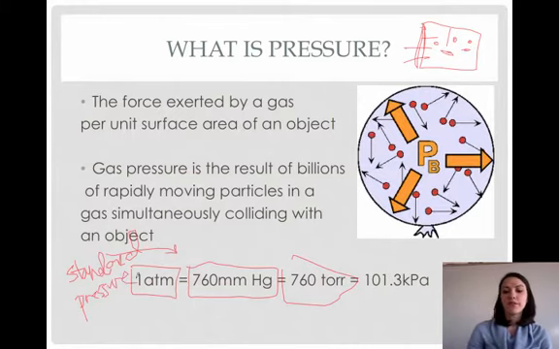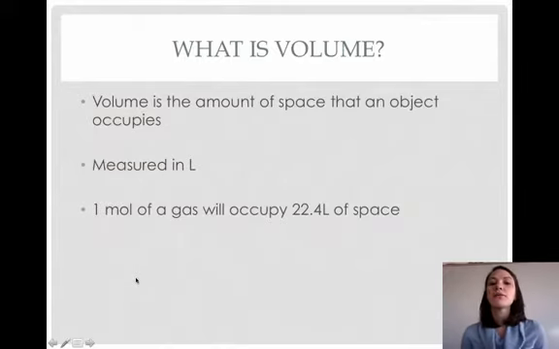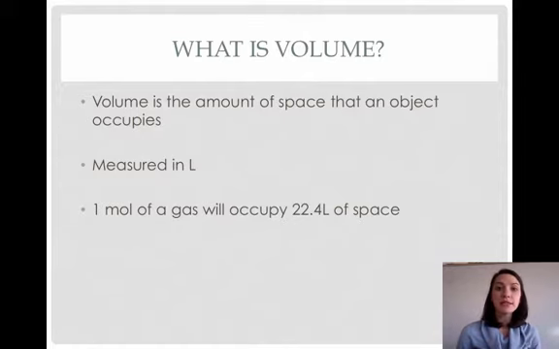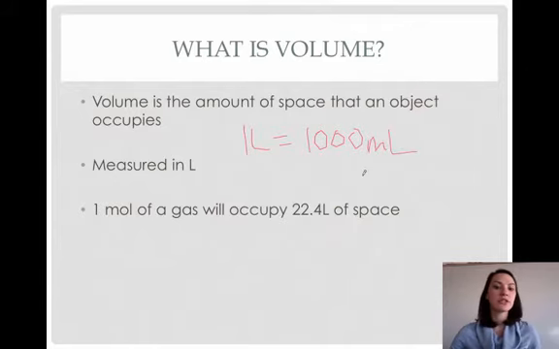All right, let's talk about volume. Volume is the amount of space that an object occupies. So how much space does something take up? This is typically measured in liters for us, or milliliters. And you can remember that 1 liter is 1,000 milliliters. Okay, so that's a great unit conversion to use.